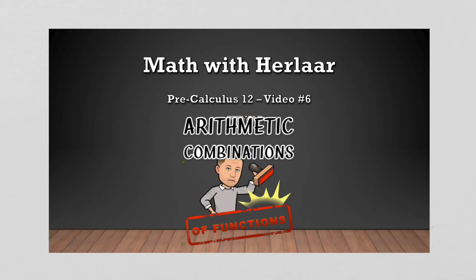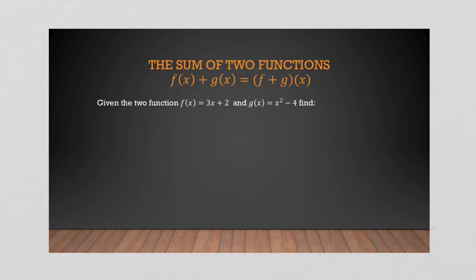Okay, pre-cal 12, let's get after it. We are diving into arithmetic combinations of functions. So, what does that mean? That means we have two functions. Okay, in this case, we're going to call them f of x, g of x. Okay, and I've kind of highlighted this for you right here.